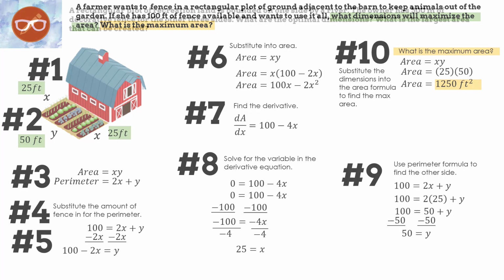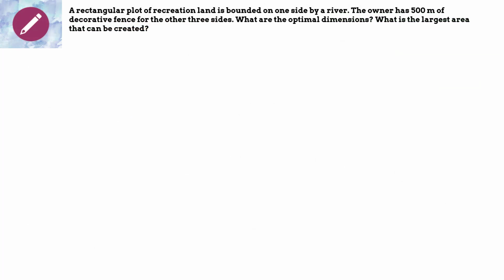No. A rectangular plot of recreation land is bounded on one side by a river. The owner has 500 meters of decorative fence for the other 3 sides. What are the optimal dimensions? What is the largest area that can be created? For this one, I would like you to pause the video, follow the process, and then press play to check. Now remember, if you get stuck, you can always press play to check. Let's see how you did.